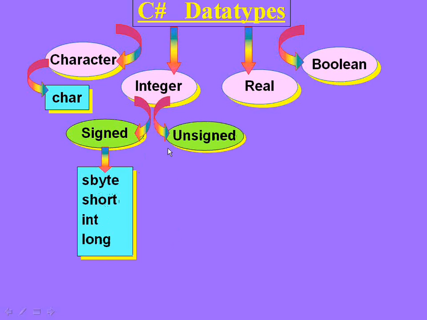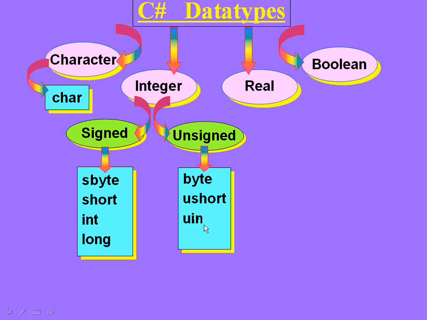Then we have unsigned data types. Unsigned means the last bit is not used to represent sign. Byte, ushort, uint, ulong, these are the data types available. So integer divides into two types, signed integer and unsigned integer.